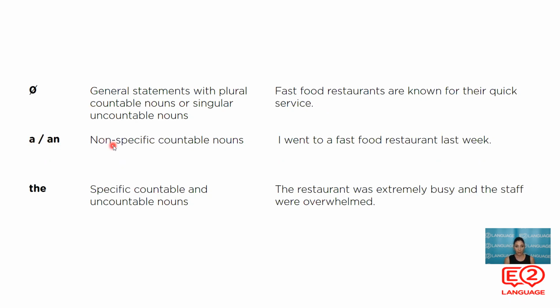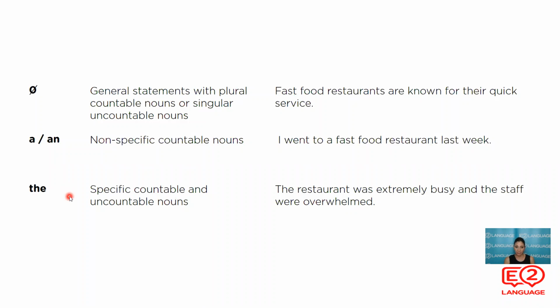We use a or an with non-specific countable nouns. I went to a fast food restaurant last week. It's non-specific. I haven't told you which one, so I've said a. But remember, a is only ever in singular. We can't say a restaurants, for example.